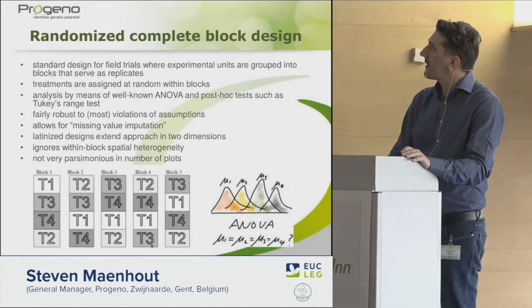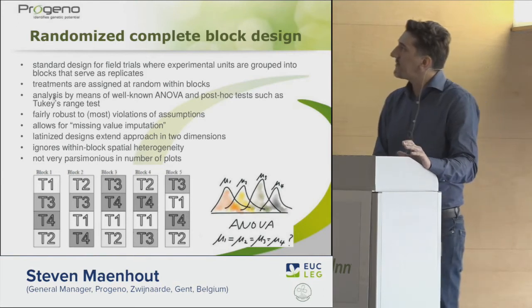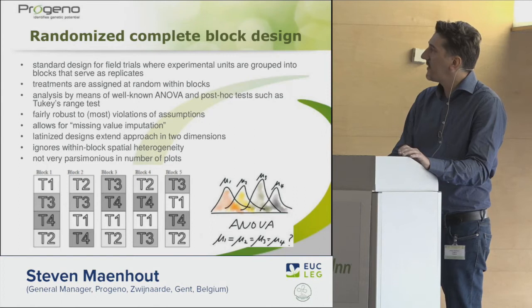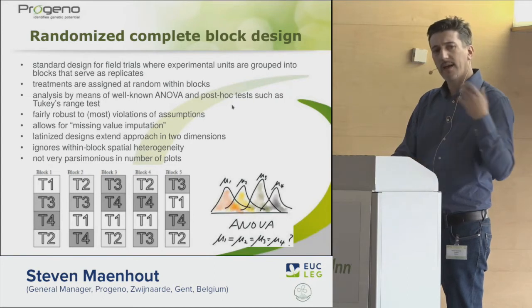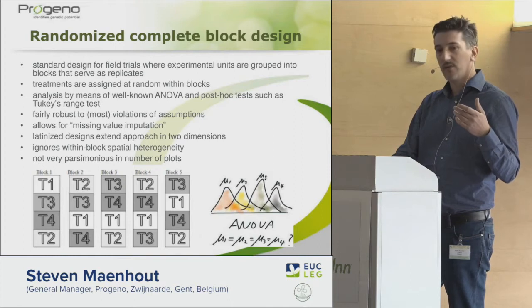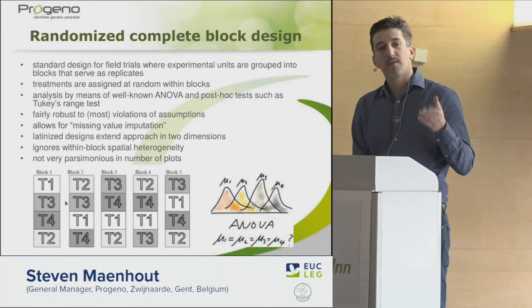Now, going back to the randomized complete block design, like I've said, it's the standard design for field trials. Treatments are accessions, I've said it several times, so you will randomly distribute your treatments over blocks. You can use the well-known analysis of variance and post hoc tests. Post hoc test is for when you want to do pairwise comparison. I want to compare treatment 1 to treatment 2 and get statistical evidence if they are different or not.